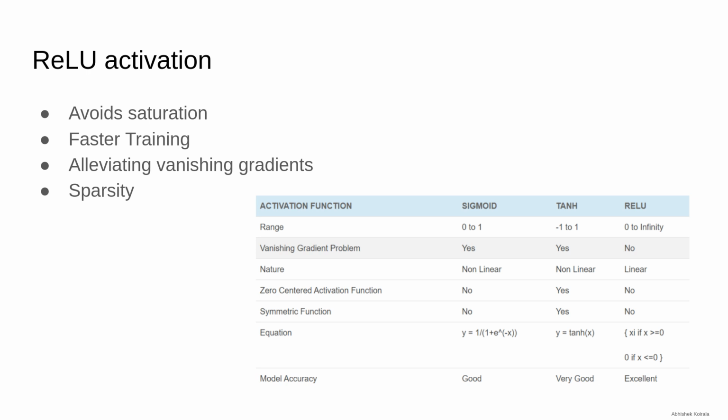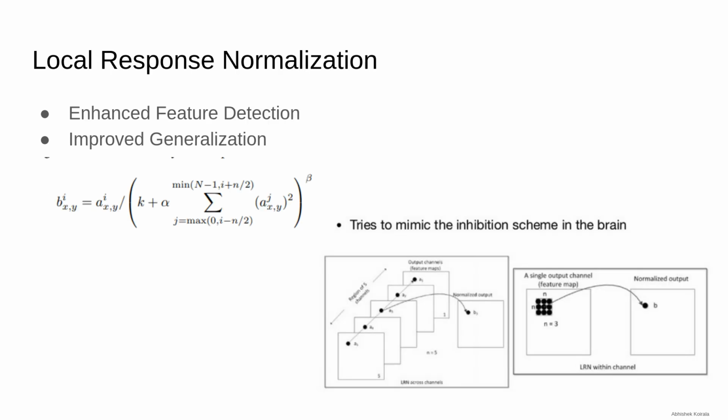Next, we have local response normalization, or LRN. This is a technique used in AlexNet to improve generalization and encourage competition between neurons. LRN applies normalization within a local region of the feature map.